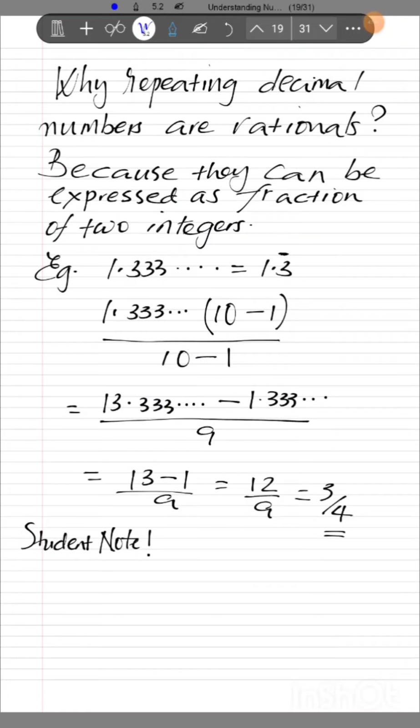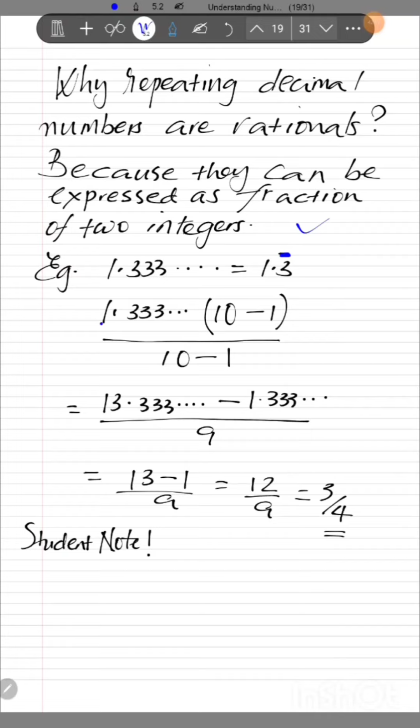Why are repeating numbers rational? Because we can write them as a fraction of two integers. That's the reality. Because they can be expressed as a fraction of two integers, any repeating decimal is a rational number. 1.333, as we agreed, is simply 1.3 with a bar. We put a bar on the top of 3.